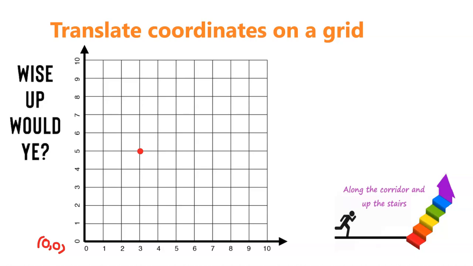Welcome to today's tutorial. Today we're going to focus on translating coordinates on a grid. Well, now that sounds very fancy, but actually all it really means is moving coordinate points left and right and up and down on a grid.